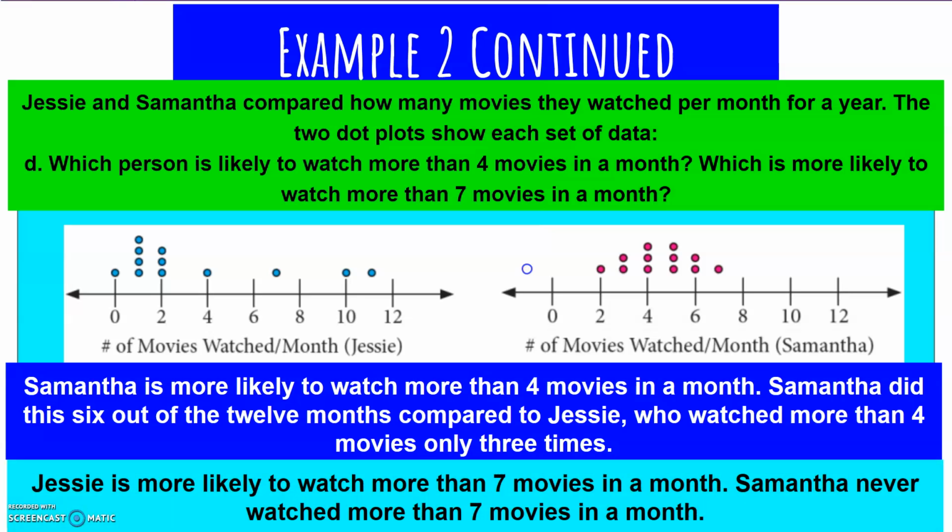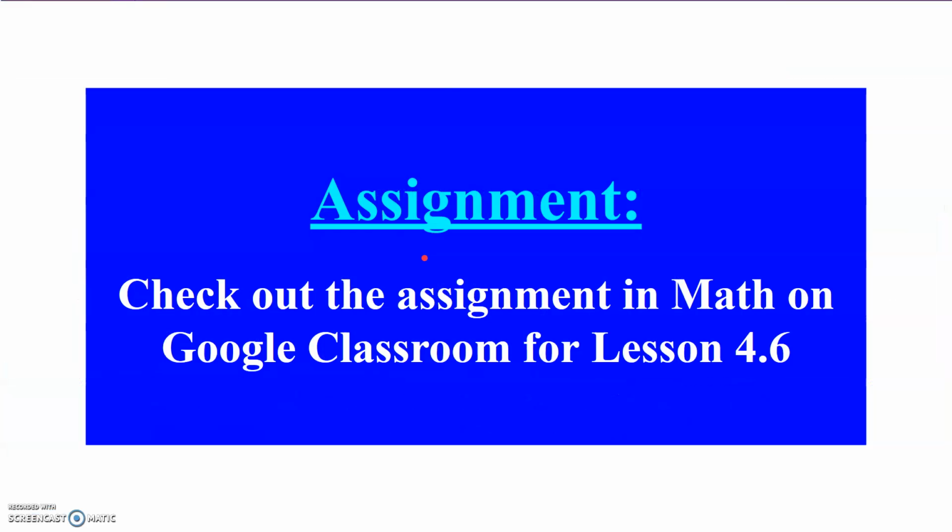Who's more likely to watch more than 7 movies in 1 month? Well, 7 movies here, 7 movies here. In this case, it's Jesse. He is much more likely to watch more than 7 movies in a month because Samantha never did. She never did. He did it twice. I say twice and not 3 times because it says more than, not 7 or more. More than 7 does not include 7.